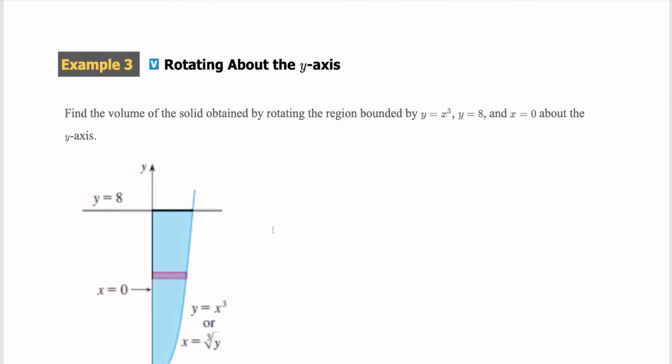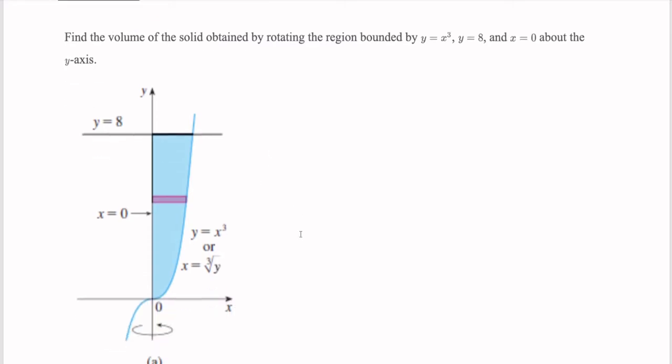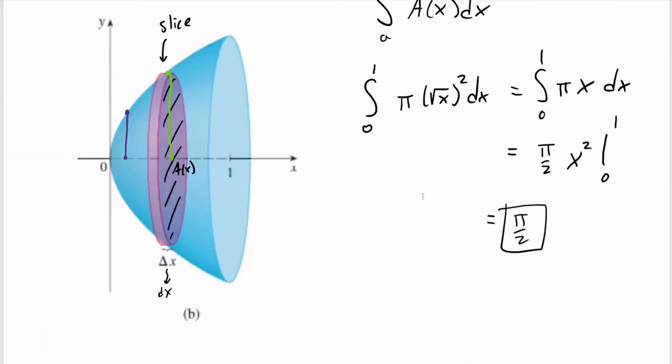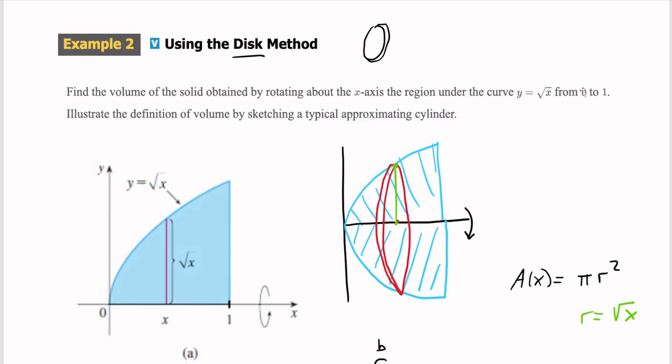Okay, next example is we're going to rotate about the y-axis. So not too much changes here when doing this. We just have to think about the variables we're using, really. So find the volume of the solid obtained by rotating this region about the y-axis. This one's different in that it didn't actually give us any specific numbers to bound, right? Go back up here, between 0 and 1.